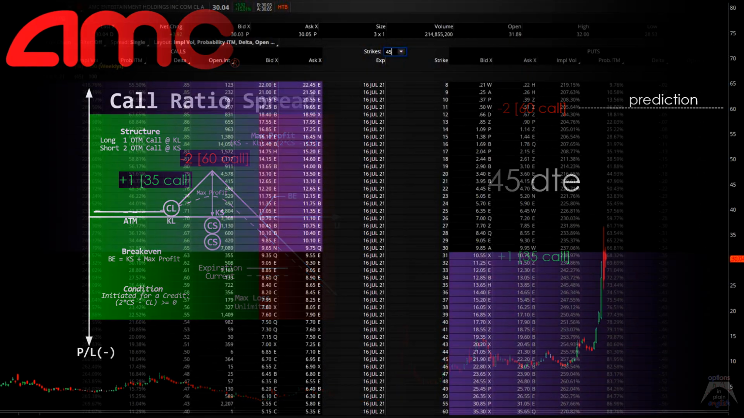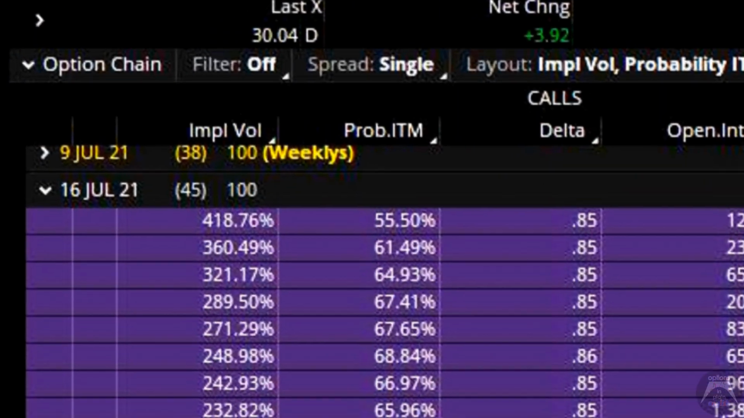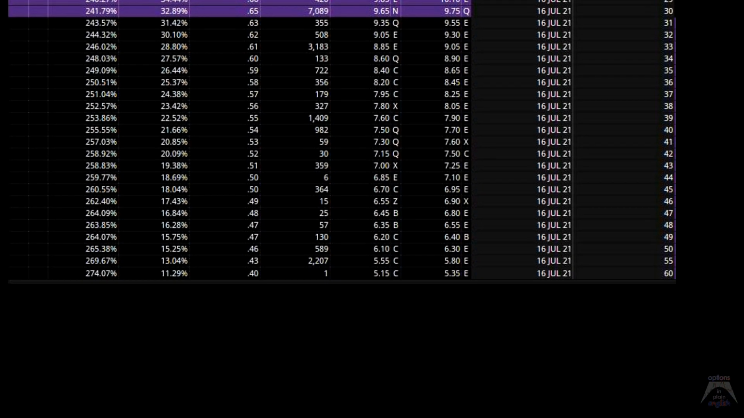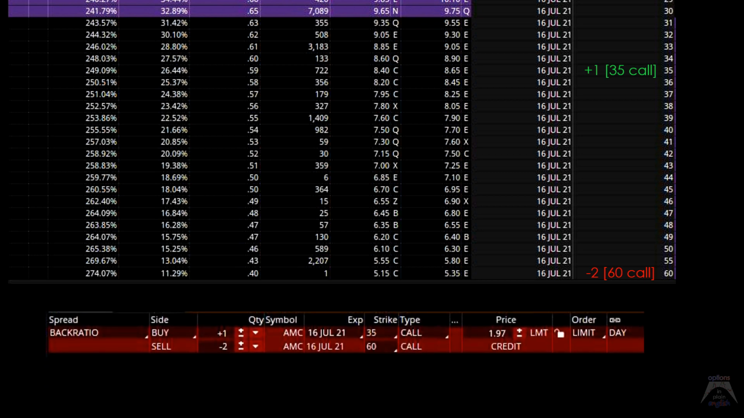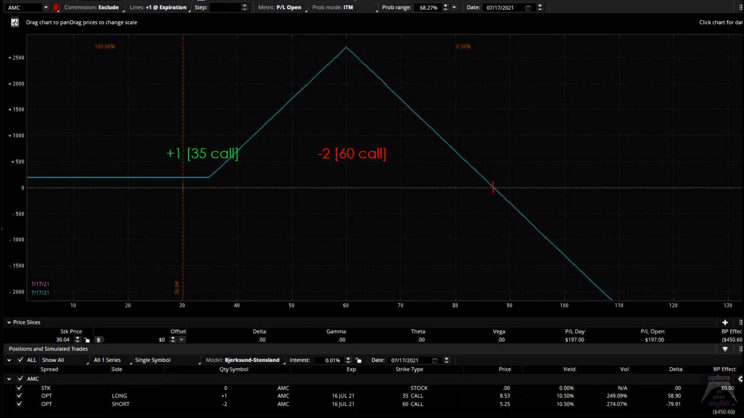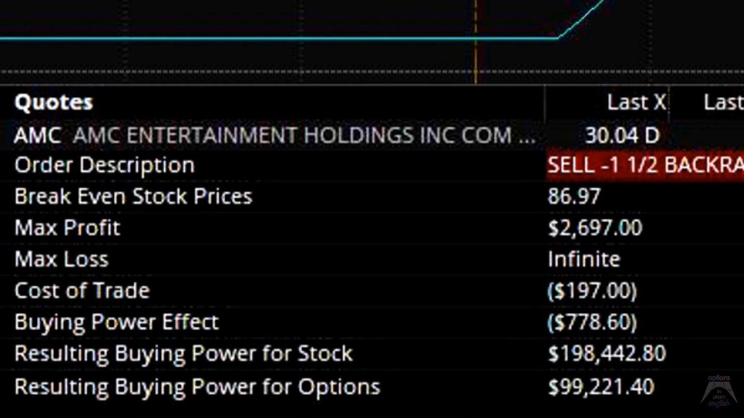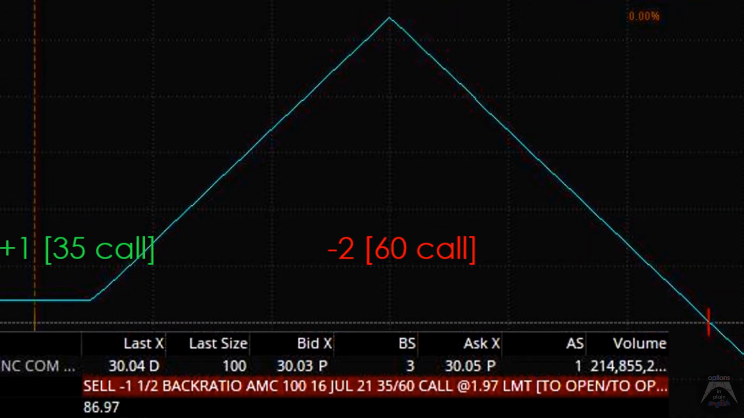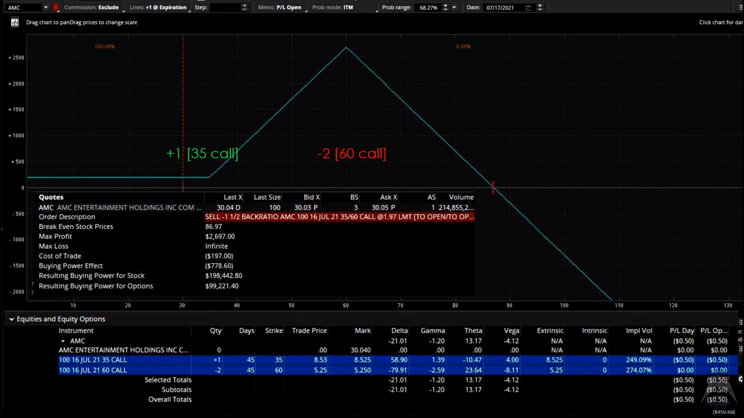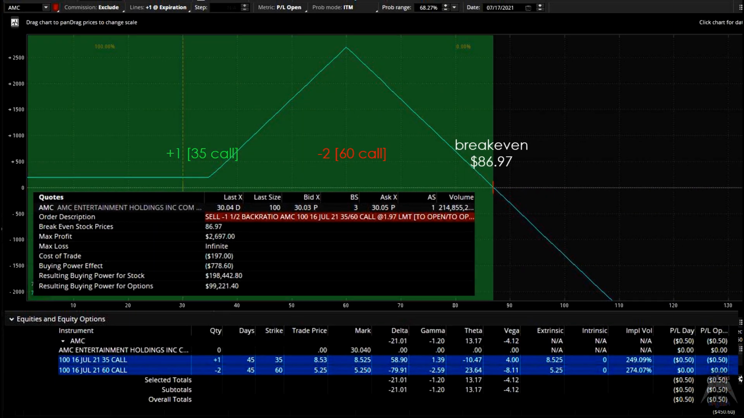On your broker's trading page, you select the calls with 45 days to expiration and buy one of the 35 calls while simultaneously selling two of the $60 calls. Your order is filled for a credit of $197, so if you analyze your current position, your max profit is $2,697 if AMC expires exactly at $60. But your position will at least be profitable at every price below your break-even of $86.97.